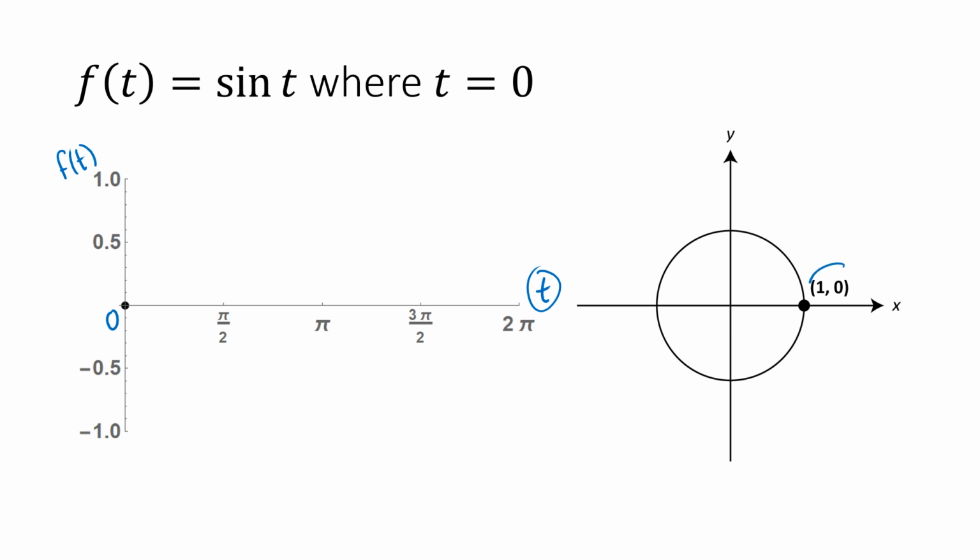So at this point 1 comma 0, where my angle is 0 radians, the y-coordinate of that point is 0, so I'm plotting the point 0 comma 0. When the angle is 0, the sine of that angle is 0.